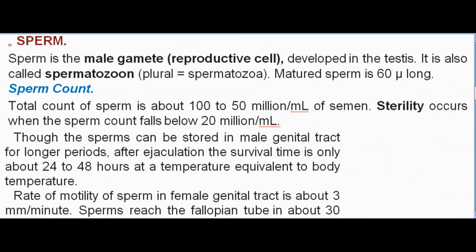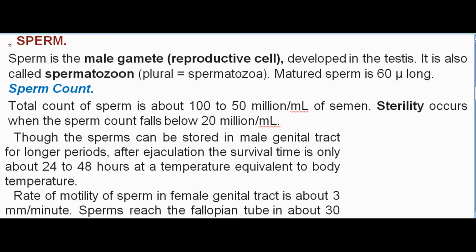Sperm. Sperm is the male gamete, reproductive cell, developed in the testis. It is also called spermatozoon, plural spermatozoa. Matured sperm is 60 long. Sperm count. Total count of sperm is about 100 to 150 million/ml of semen. Sterility occurs when the sperm count falls below 20 million/ml.